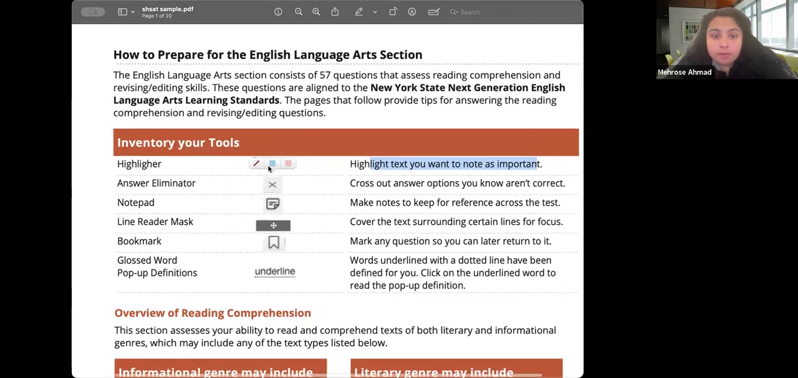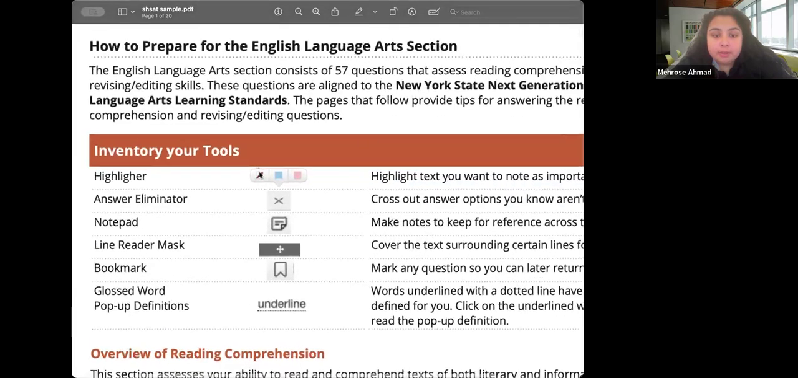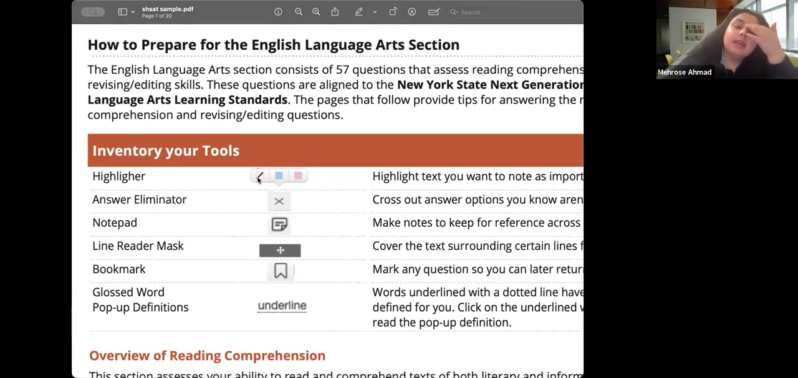So it seems like there are three features here. One is the strike out feature of the highlight, which likely means they will allow you to erase the highlight that you originally entered. One blue colored highlight and one pink colored highlight.